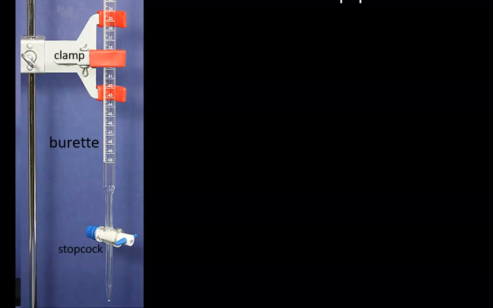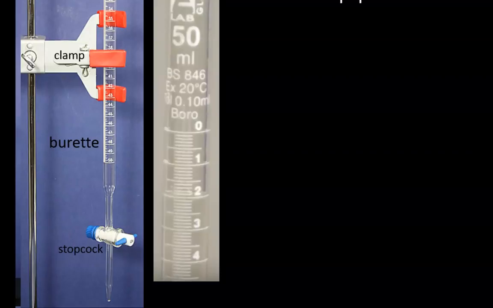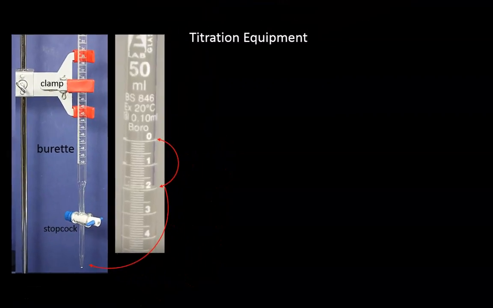In this position, where the blue bar is horizontal, this is the off position and liquid cannot flow through it. When it's turned to the vertical position, then fluid can flow through it. The gradations are to be read in a downward manner. For example, if the liquid level falls from, say, 0 to 2 milliliters, that means 2 milliliters have come out from the tip at the bottom.